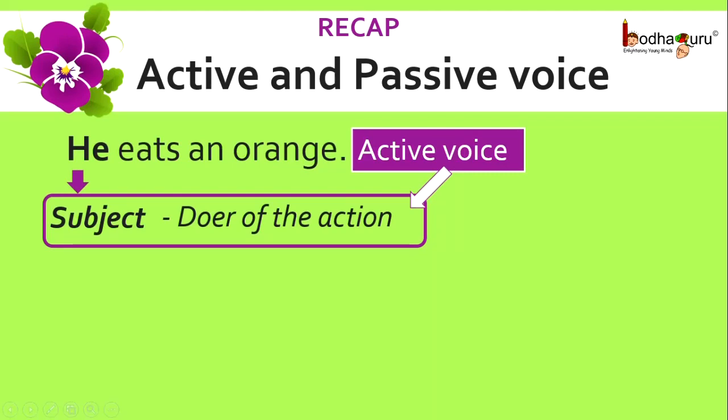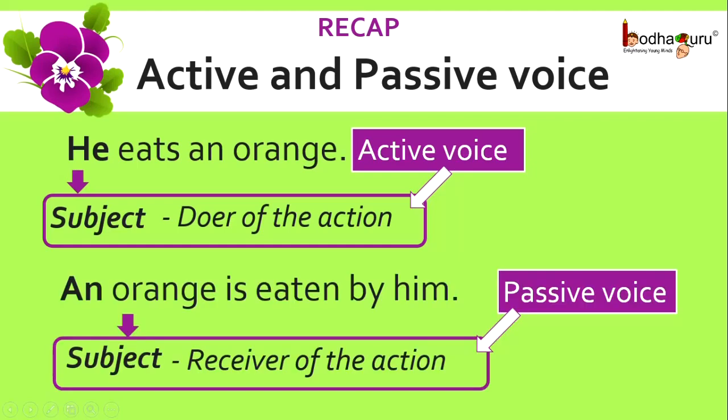When the subject is the doer of the action, meaning the subject is doing the action, then it is active voice. Whereas in the same sentence, if we switch the subject and the object and say it in a different way, for example, an orange is eaten by him. In this case, the subject is the receiver of the action, and you can say the subject is passive, and hence this is passive voice.